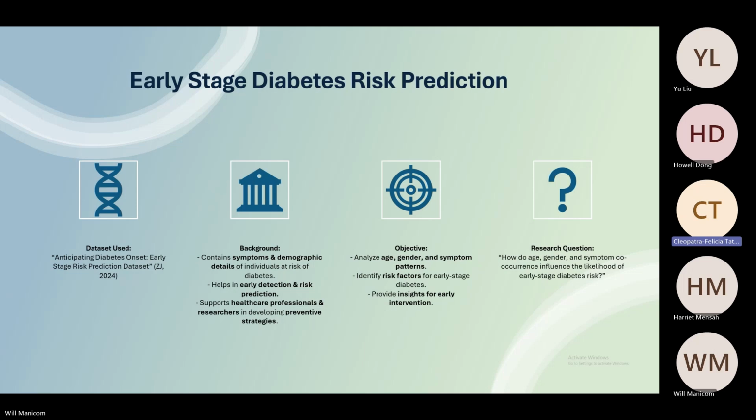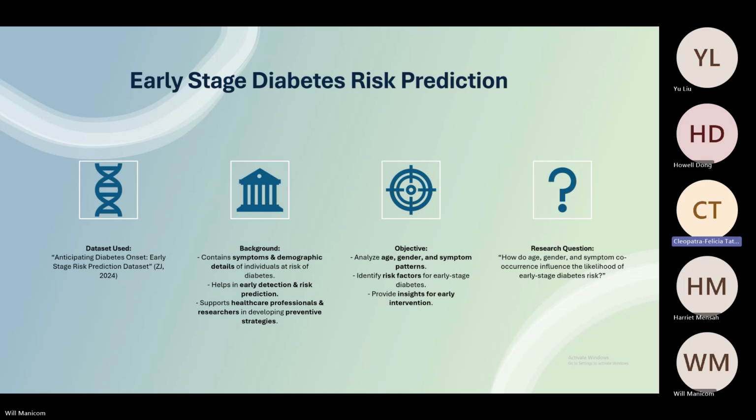The dataset includes both demographic details, such as age and gender, and specific symptoms that are commonly associated with diabetes, like excessive thirst and sudden weight loss. It provides a structured collection of data where each row represents an individual and each column represents a specific attribute.